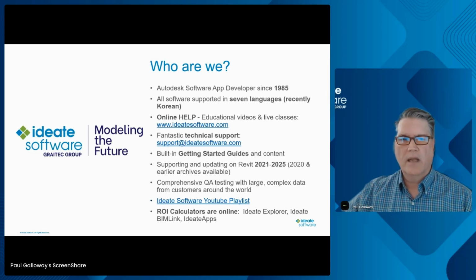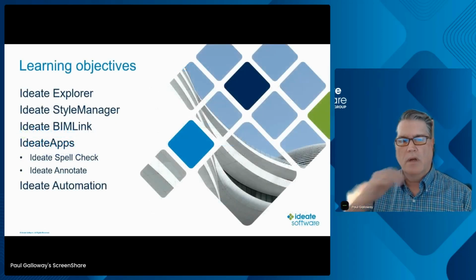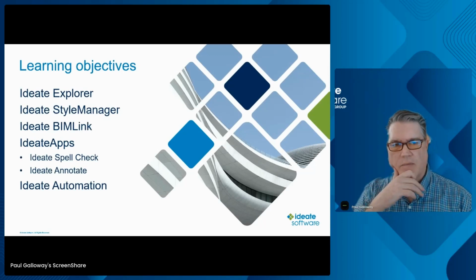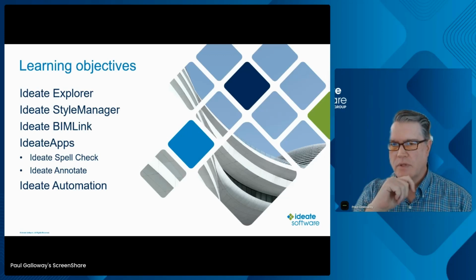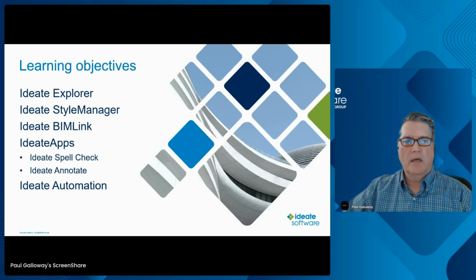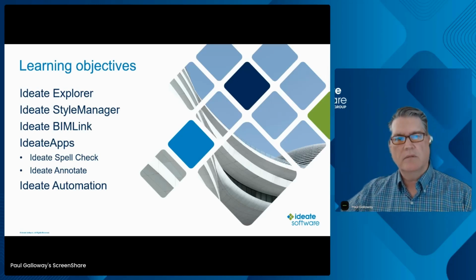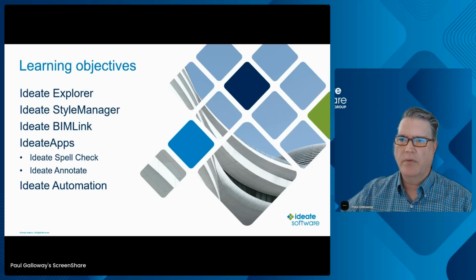So let's move over into our topic today. We're going to look at six different things. I say five at first because the bold list is five, and then we've got two bullet points there. Ideate Apps is a collection of several tools that are a little more targeted, but I'll explain that more as we go along. We will go through these one at a time. Each of these can be useful in both QA and QC.